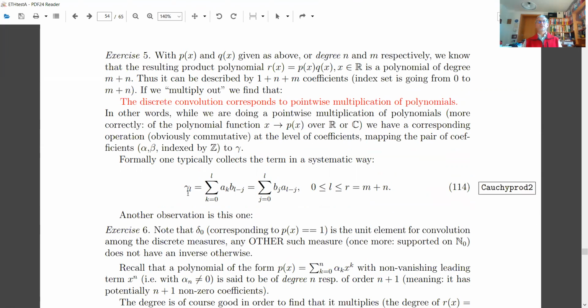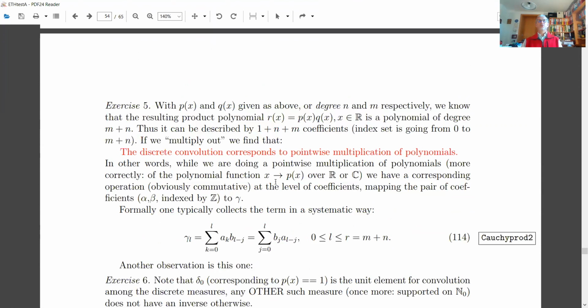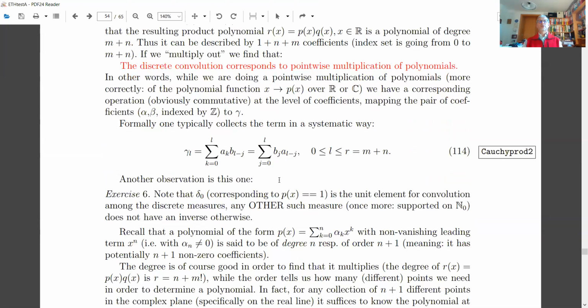And here, just see, 114 is in a sense wrong. I should put alpha and beta instead of a and b. So this was a bit sloppy. I will correct it in the notes. So this is a very interesting thing. We have introduced convolution in the discrete domain, or even in the non-discrete domain. We specialize it to the integers, and then we get a formula which corresponds to the multiplication of polynomials.